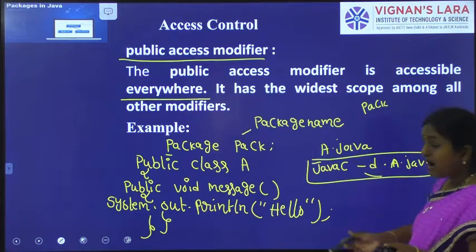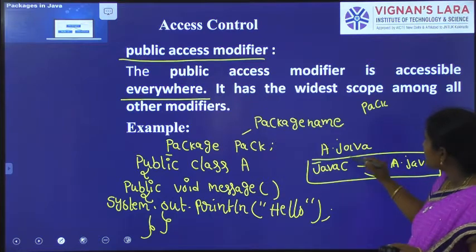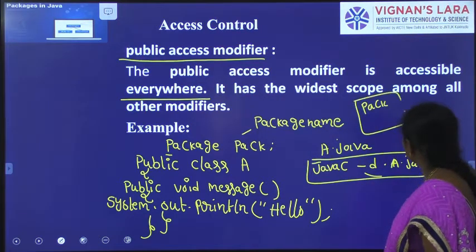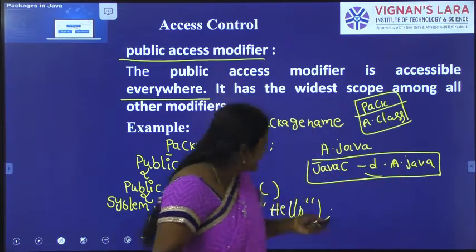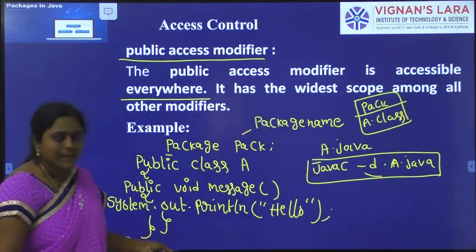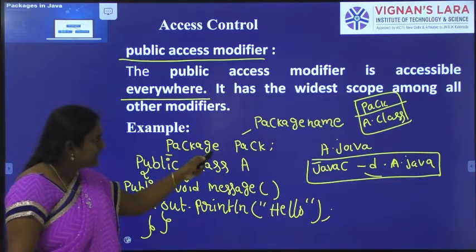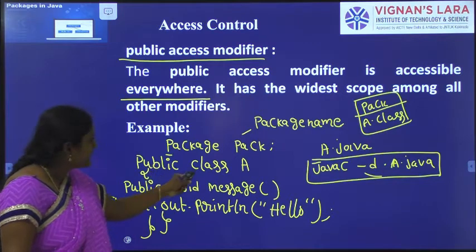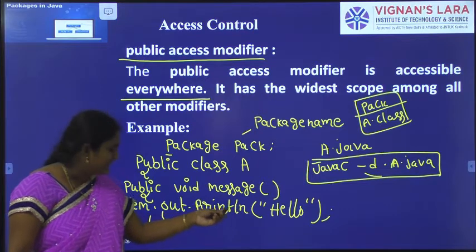After compiling a.java, one .class file is generated. The .class file is stored in the pack folder. So the pack directory is created, and in this directory the a.class file will be stored. In this program I have created one package, named pack. I have declared class A, and in this class I have written one method, the message method. It is a public method.